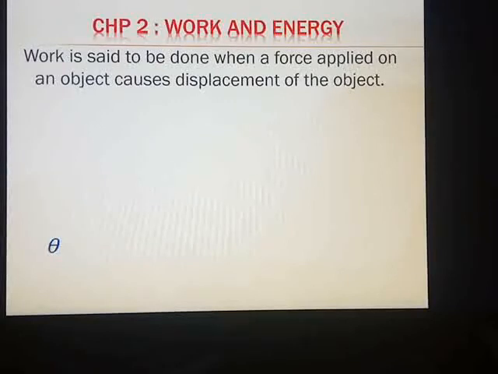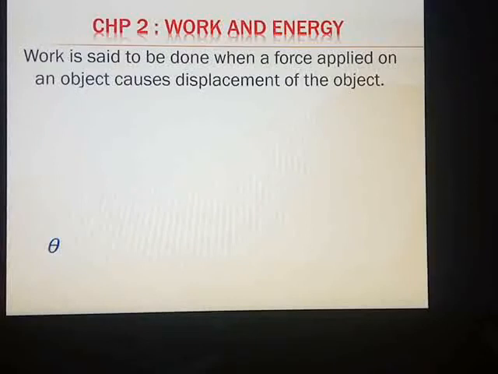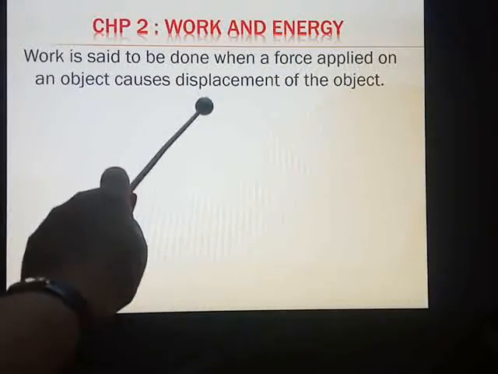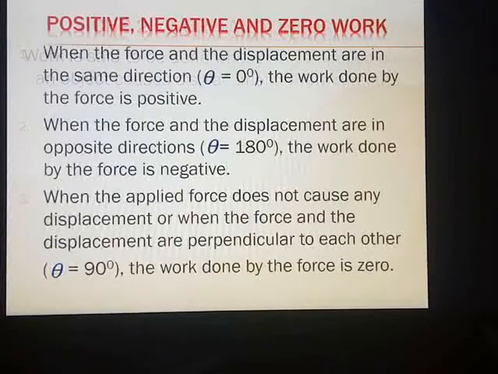The very first definition which comes into play here is work. Work is said to be done when a force applied on an object causes displacement of the object. Here we had taken so many examples in which case work is done, which case work is not done. So what can be the formula for work? Force applied causing a displacement. So work is equal to force into displacement.